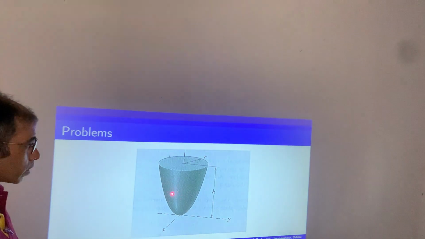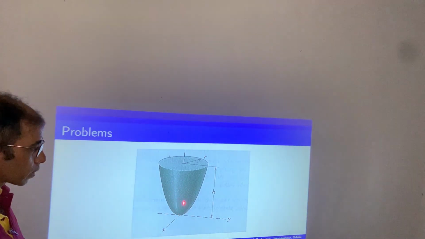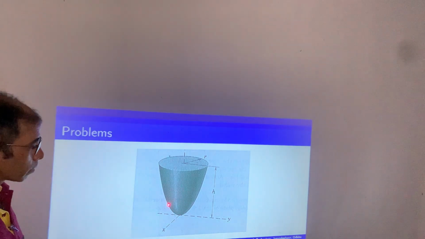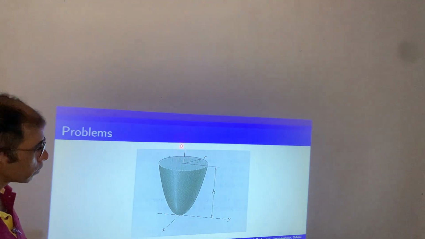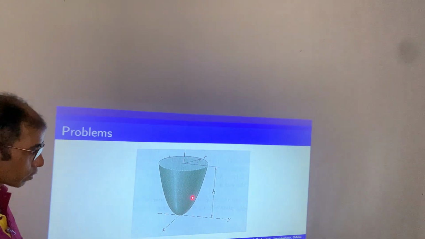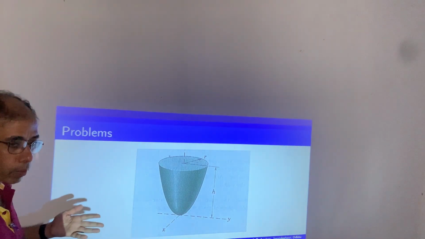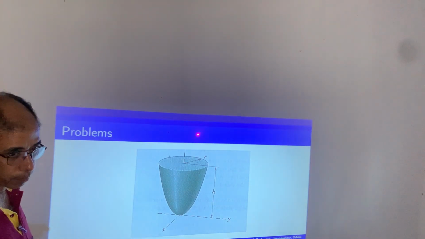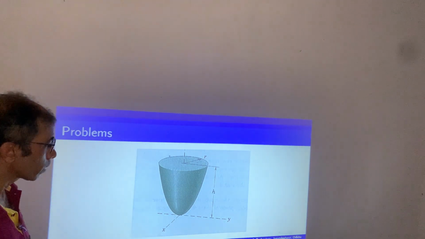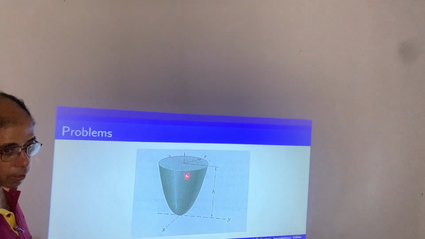But here there is no torque in the z direction. The gravitational force is acting downwards, vertically, so there will be no torque in the z direction. To have a torque in the z direction, there must be at least a component of force parallel to the xy plane. Otherwise, there will be no torque. Hence, in this problem, angular momentum along the z direction is conserved.